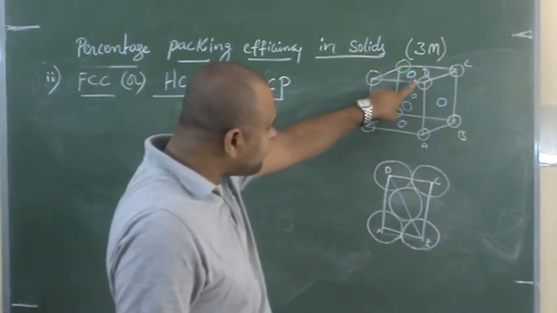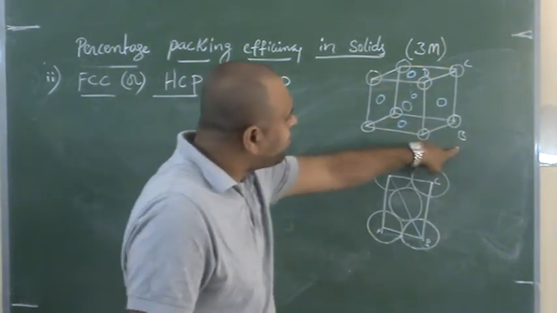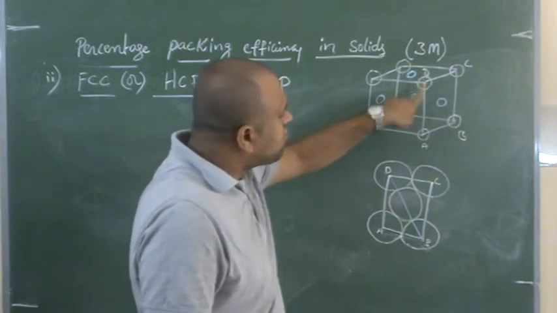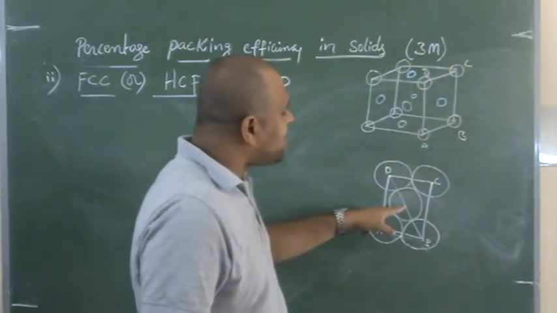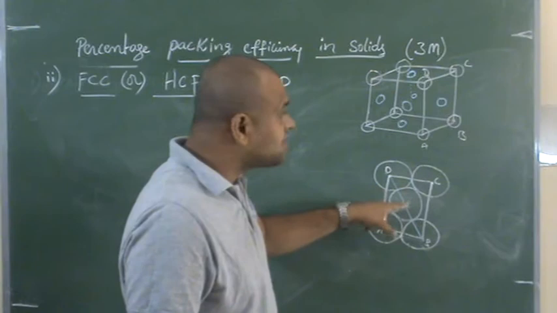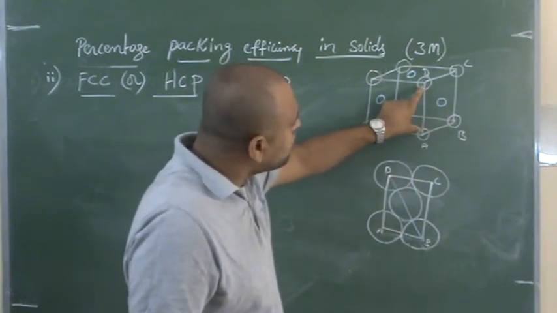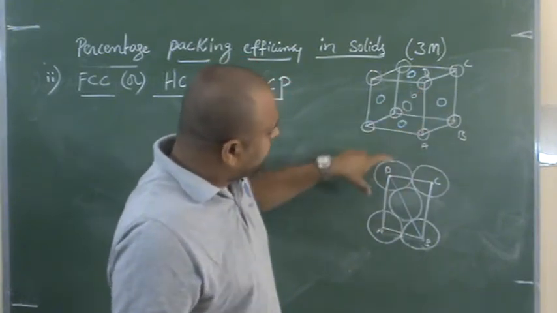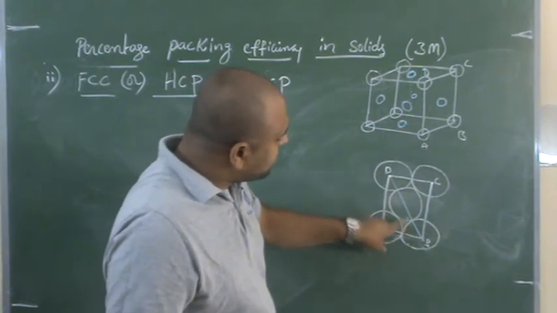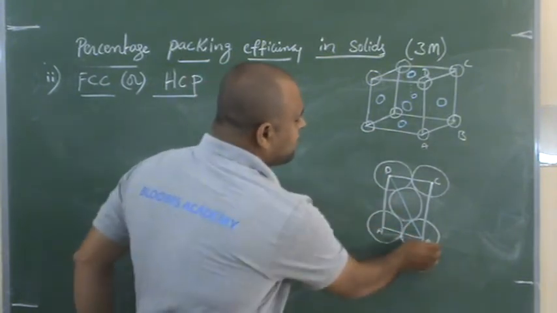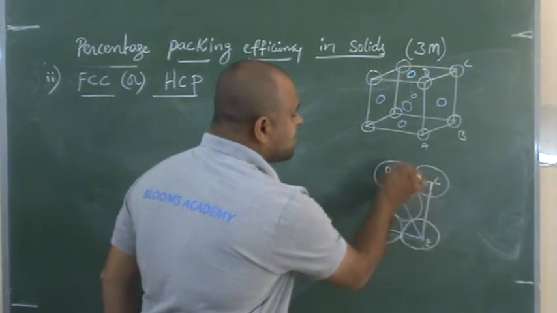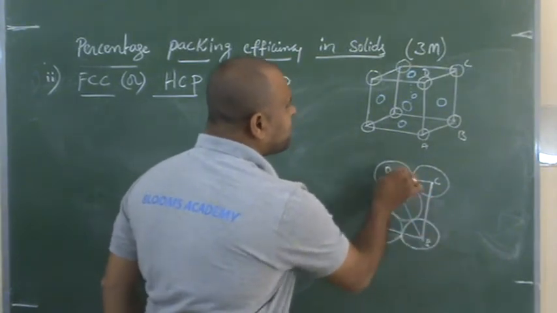I took only the face. So A, B, C, D here. So in that face A, B, C, D, the particles were actually like this, not like this. There won't be a gap. So the particles will meet along the face diagonal. Here BD is said to be the face diagonal. The particles will meet at the face diagonal.